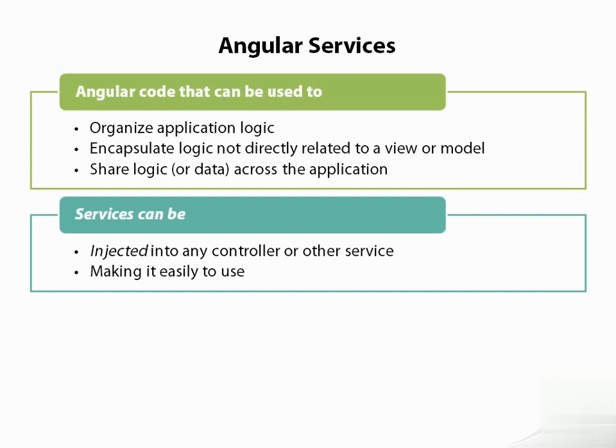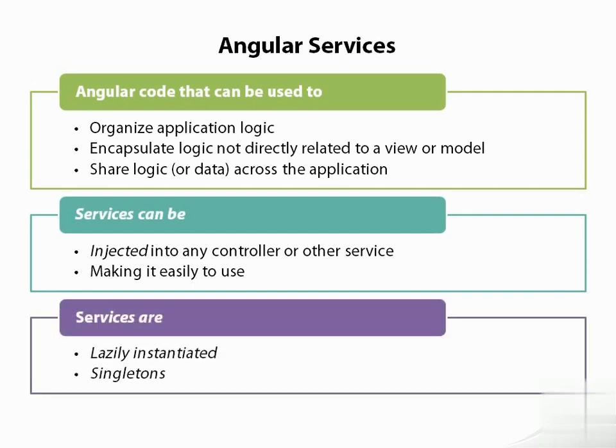Services can be injected into any controller or any other service, making it easy to use that logic anywhere it is needed. Services are lazily instantiated. That means that Angular won't instantiate a service unless a component depends on it. And services are singletons. That means that each component that depends on the service gets the same instance of the service. So you can keep data, such as lookup tables, around for the lifetime of the application and share it across multiple controllers.